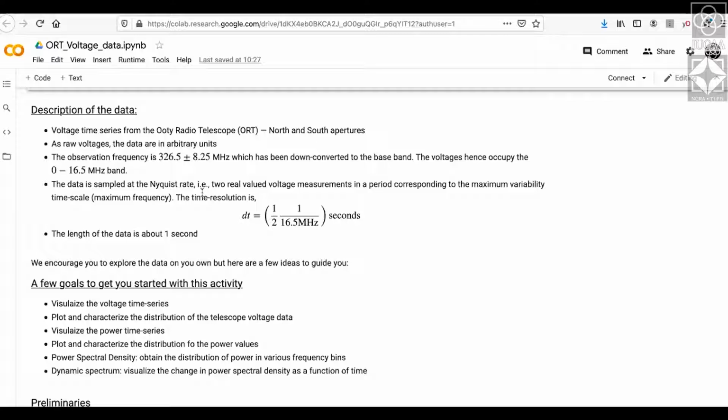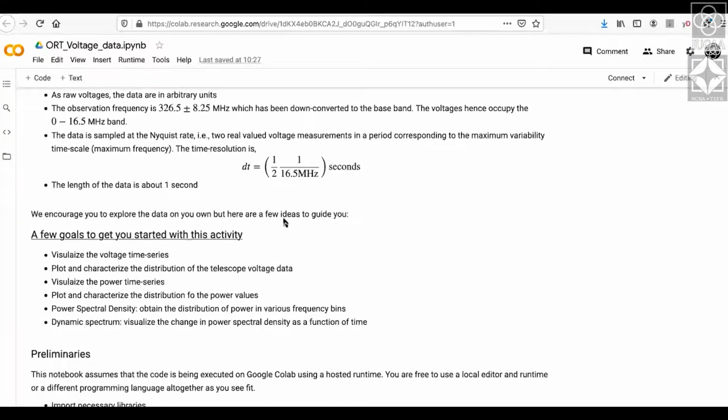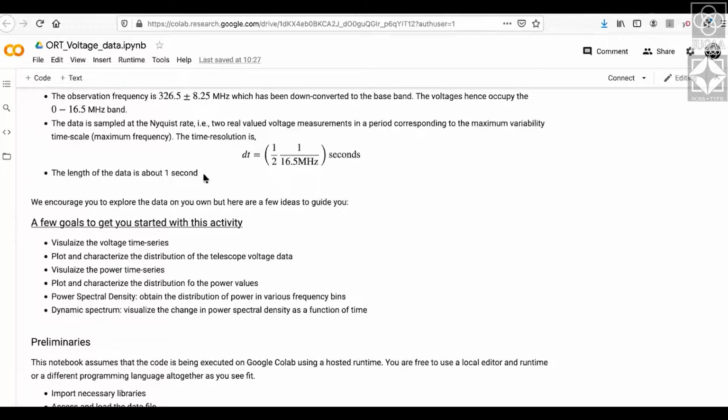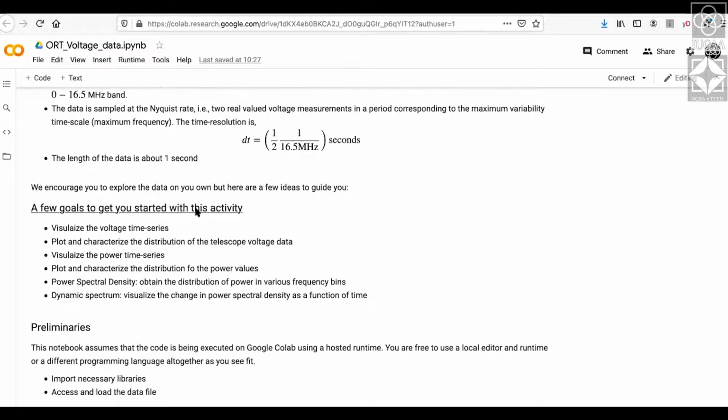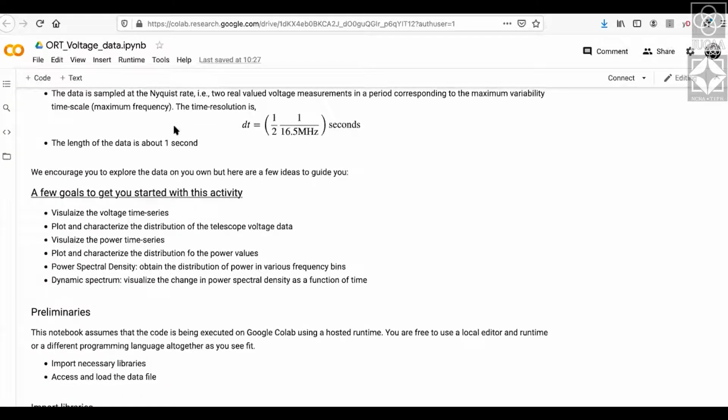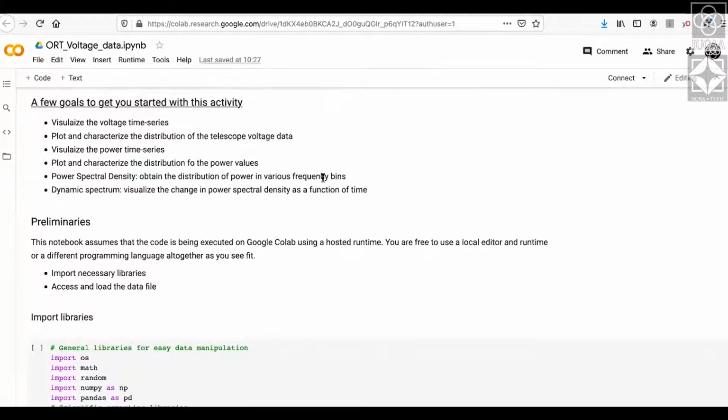So the data is sampled at Nyquist rate. It has 2 real voltage measurements for the lowest period of interest, or the maximum variability time scale, and you can calculate that by using this formula. The length of the data is about 1 second, may not be exactly equal in all the cases. You can again just see the length of the data multiplied by the time resolution that you get over here. Initially you can look at some of the statistical properties that you've been hearing about.